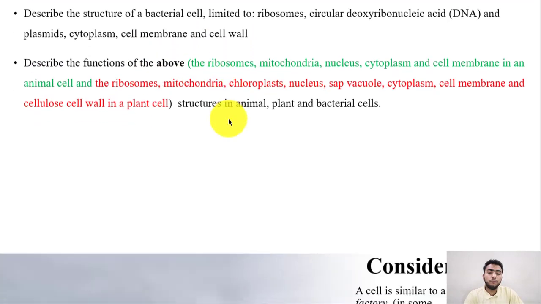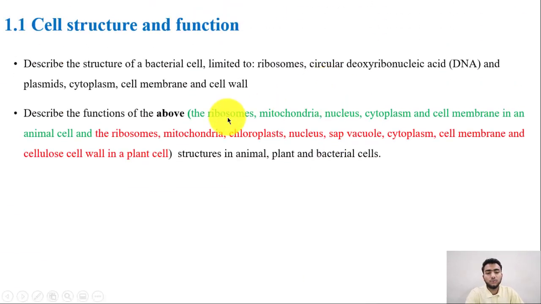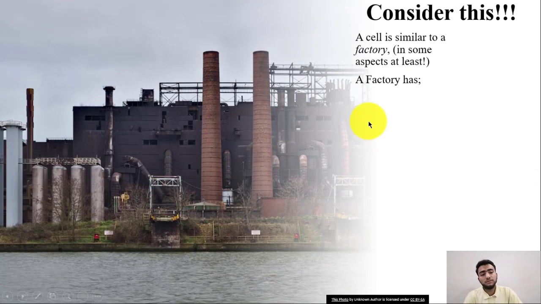Now we would be taking a close look at the structures of ribosomes, mitochondria, nucleus, cytoplasm and cell membranes in an animal cell. And really these organelles which are mentioned in green are common to both an animal cell as well as a plant cell. So we would be restricting ourselves in this video to discussing the functions, and also looking at the structures of these organelles that are found within both, remember, a plant cell as well as an animal cell.